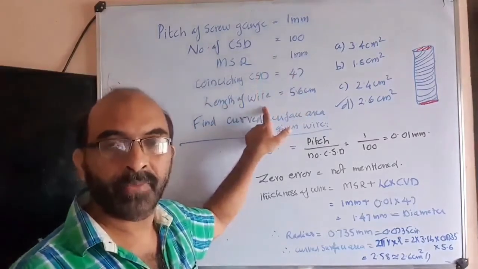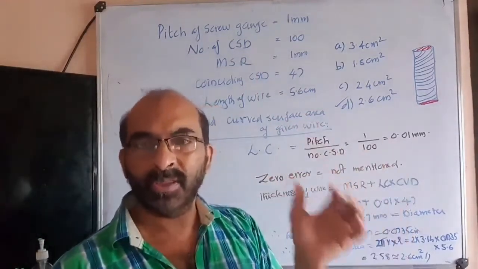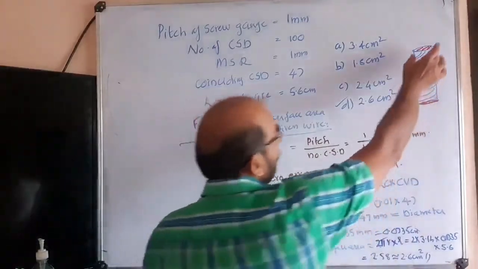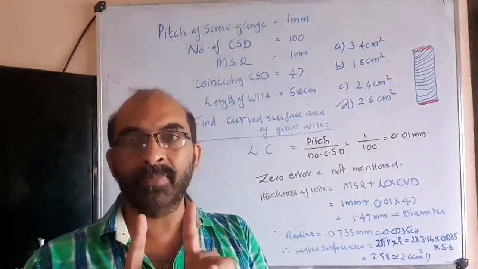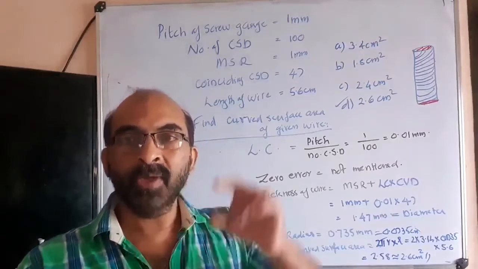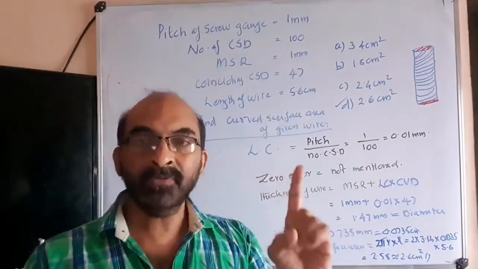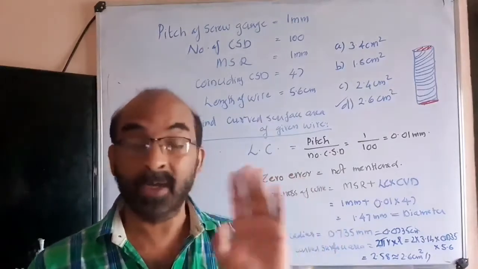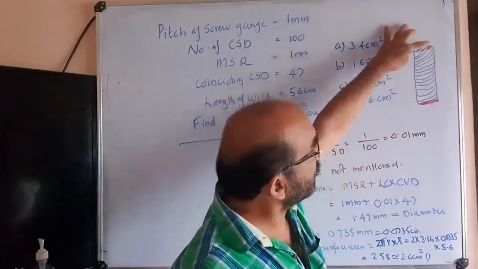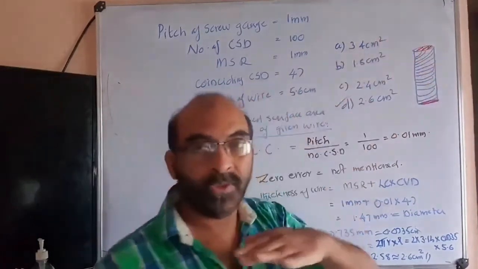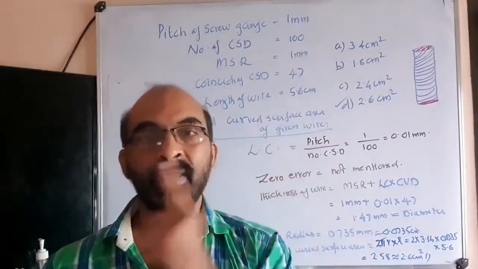Then one additional information is given: length of the wire. Why is it given? Because if you read the question, you understand you are given a wire and you have to determine its thickness, which is nothing but its diameter. Once you determine the diameter, you are also given the length of the wire, which you don't have to measure. Then you are asked to find the curved surface area. Curved surface area means the surface area excluding the two surface areas of the two circles above and below, because they are not curved. Curved surface area is the other thing.